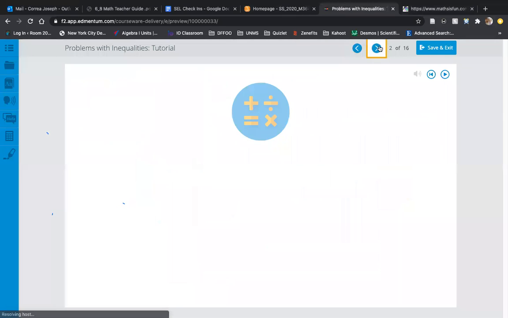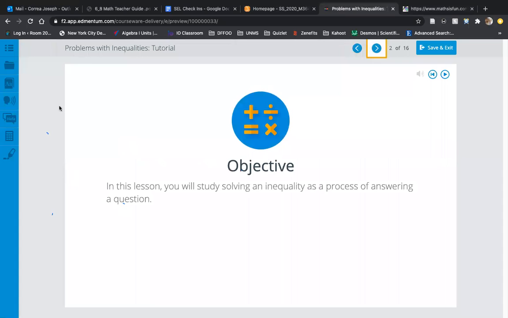And we're going to start with the objective, right? So the objective for today is that in this lesson, you will study solving an inequality as a process of answering a question, right? So can anybody just give me some feedback, either verbal or in the chat? Right now the chat is set to host only. What exactly does this word inequality mean? Does anybody remember what an inequality is? Just give me a yes or a no. You can also use that nonverbal yes, no button on the participant's pane.